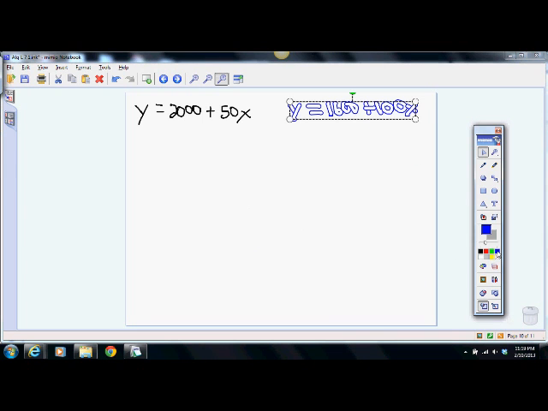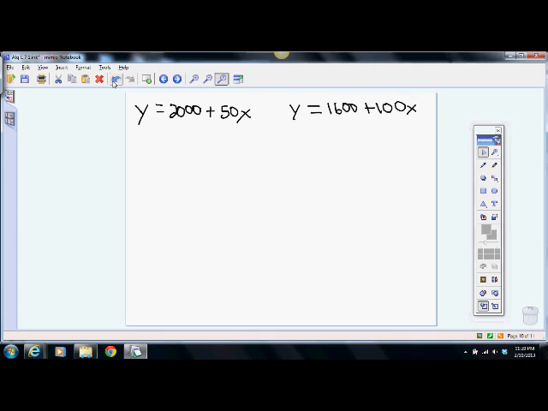So I will have blue represent Bryce. Okay, so I'm just going to make an input-output table and have an x and y value. I'm going to put 0 in to start. If I put a 0 in here for x, 50 times 0 is 0, so I get 2,000 plus 0, which ends up being just 2,000.